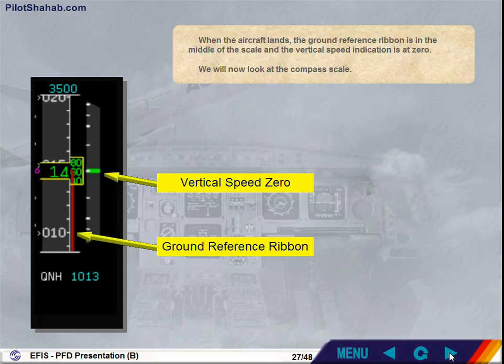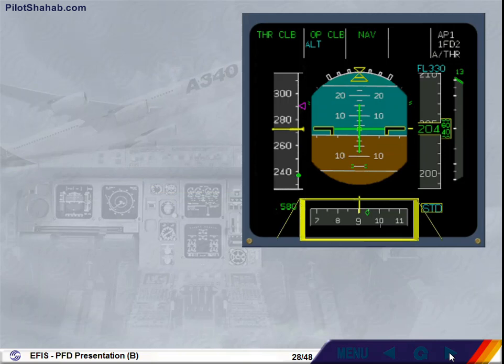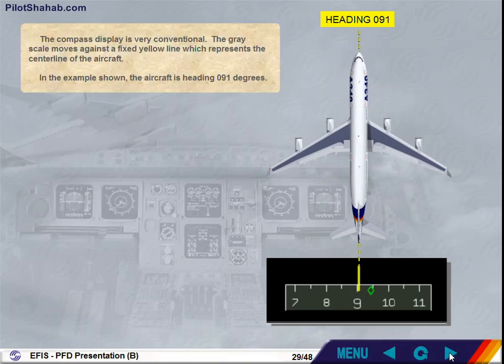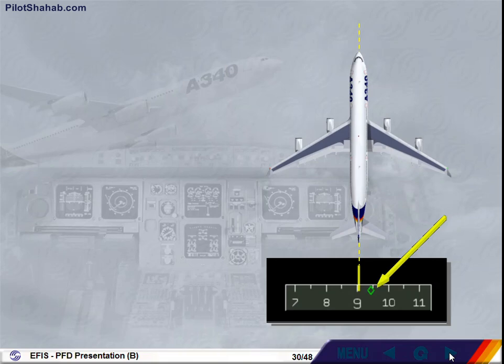We will now look at the compass scale. The compass display is very conventional. The gray scale moves against a fixed yellow line which represents the center line of the aircraft. In the example shown, the aircraft is heading 091 degrees. The small green diamond represents the aircraft track, and it is normally referred to as the track diamond. In the example shown, the track is 094 degrees, which means that the aircraft has 3 degrees of drift to the right.